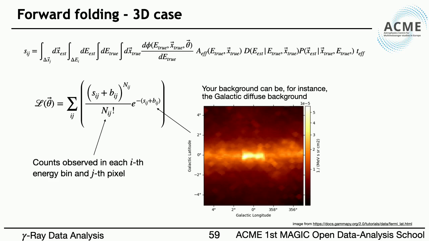So again, as for the one-dimensional case, one can perform a likelihood analysis and estimate the parameters of interest, where this time the sum runs not only over the energy bins, but also over the spatial ones. This approach is used, for instance, in Fermi-LAT analysis, where the background can include, for instance, the diffuse galactic emission, as shown here in this plot on the right.